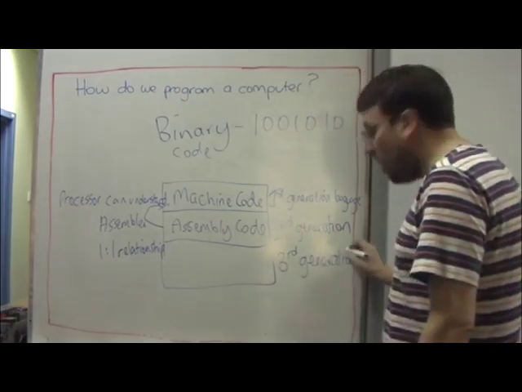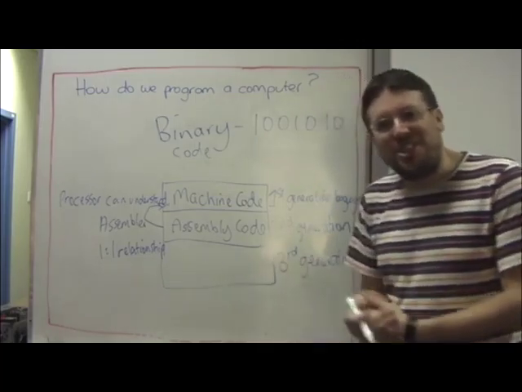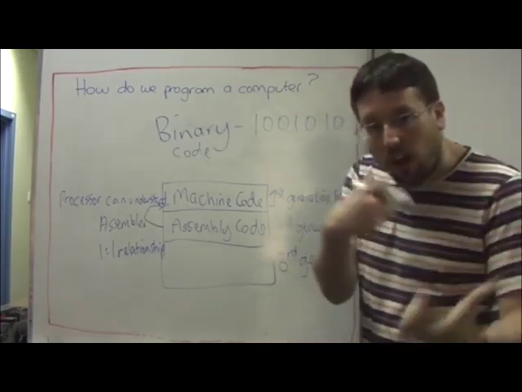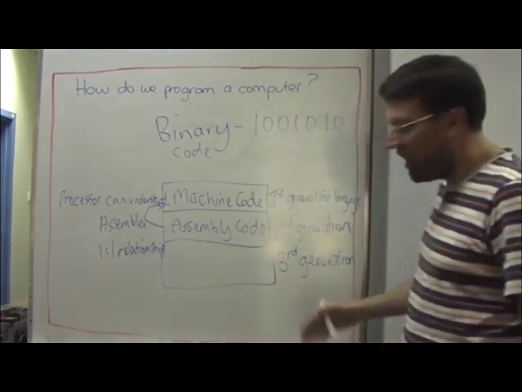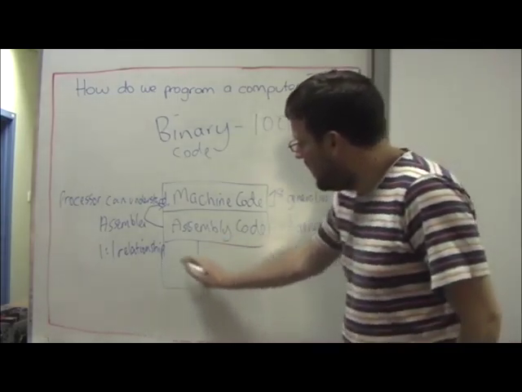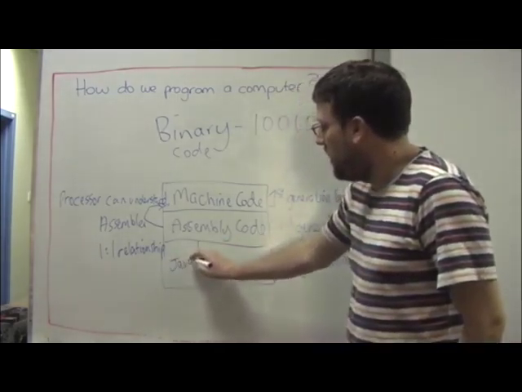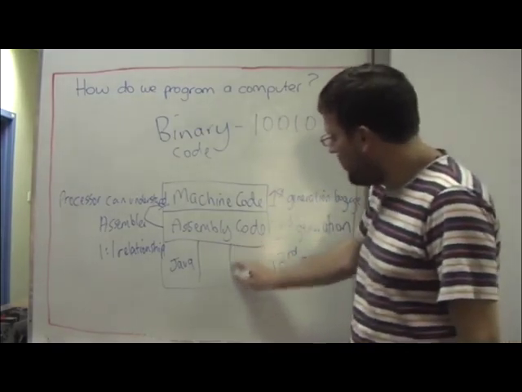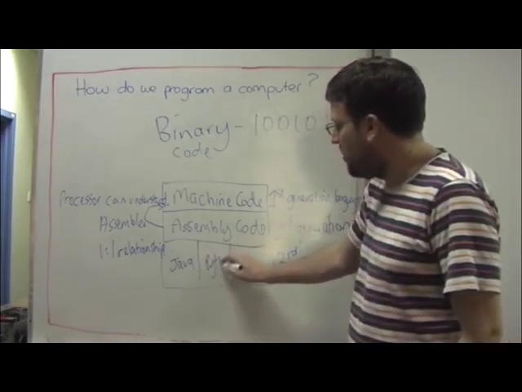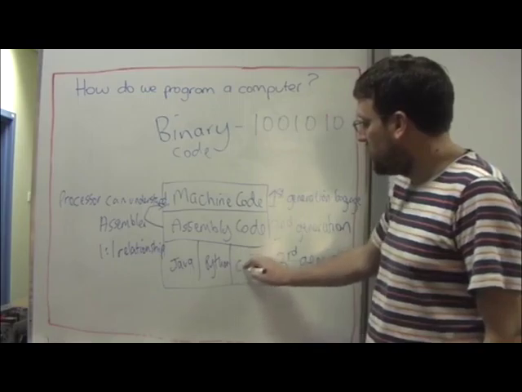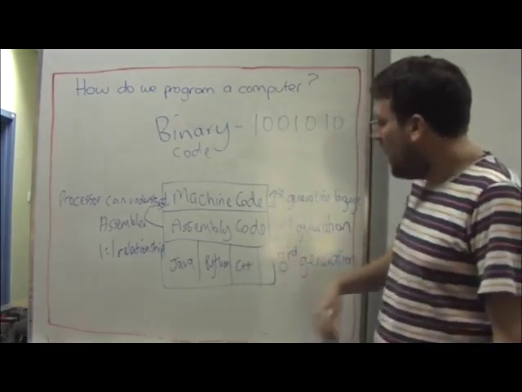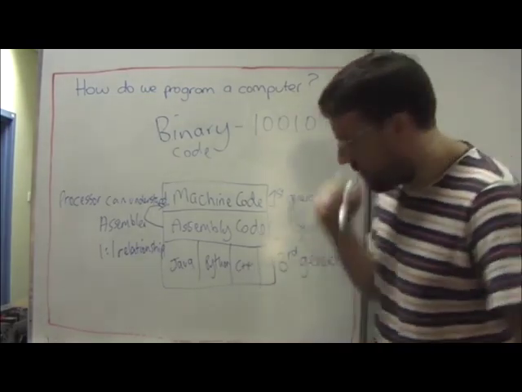Now there are lots and lots of different third generation languages. A perfect example is the language that you're learning, which is Java. But you may also have learned Python, which is another example of a third generation language, or C++. And there are lots and lots of third generation languages.